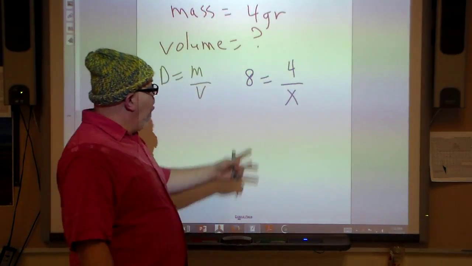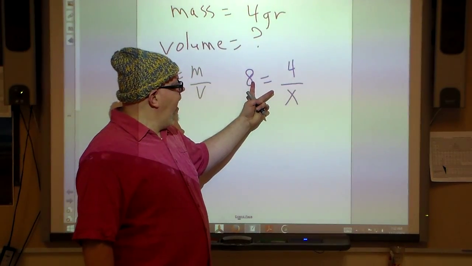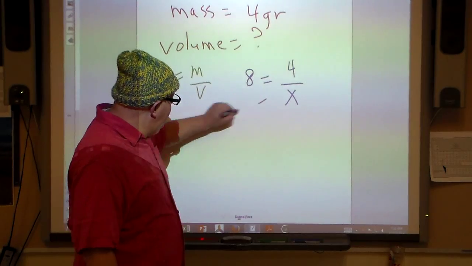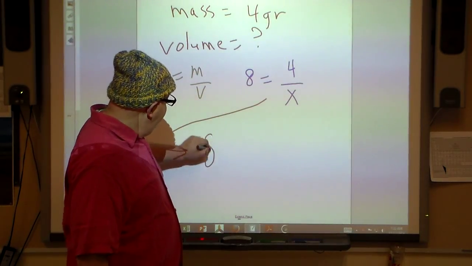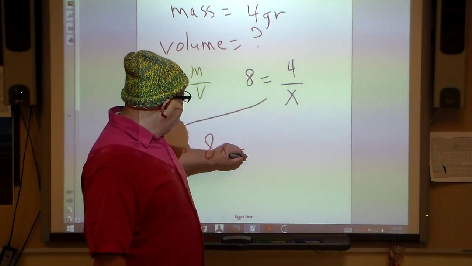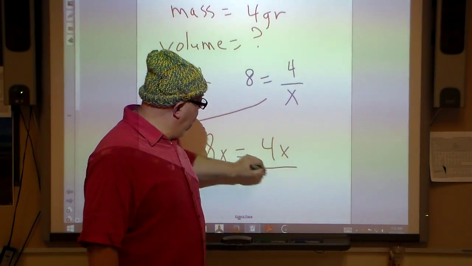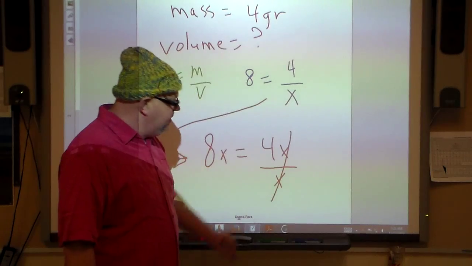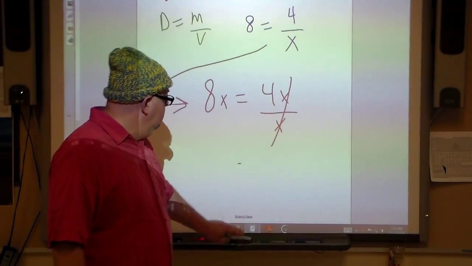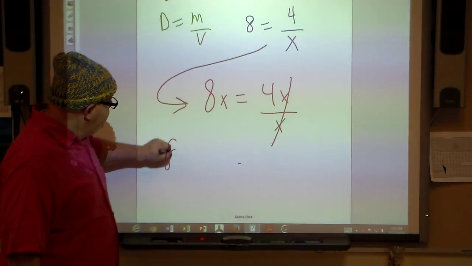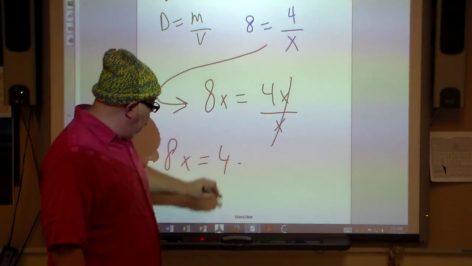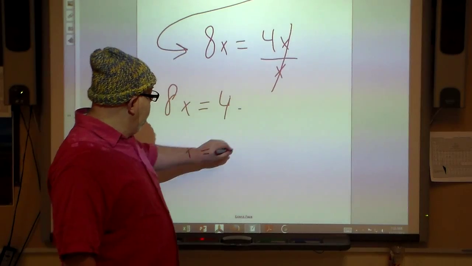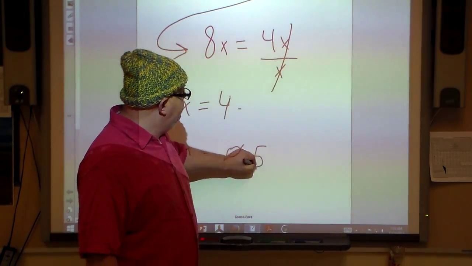Okay. Well, what we can do here, we can multiply x by both sides, right? So I'm just going to show you the algebra steps here. So 8 times x is equal to 4x over x. This is algebra 1. Notice how the x's will cancel each other out. Okay, so now 8x is equal to 4. That's our next step. x is going to equal 0.5.